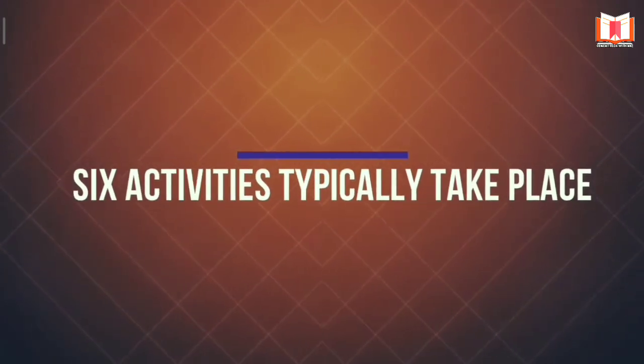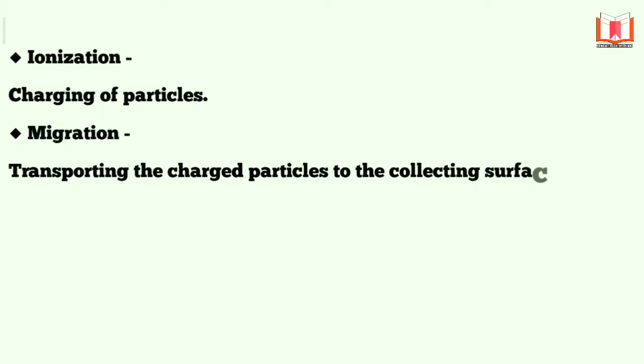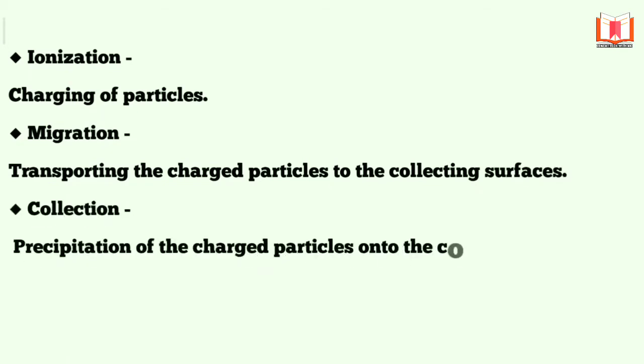Six activities typically take place. Number one, ionization: charging of particles. Number two, migration: transporting the charged particles to the collecting surface. Number three, collection: precipitation of the charged particles onto the collecting surfaces.